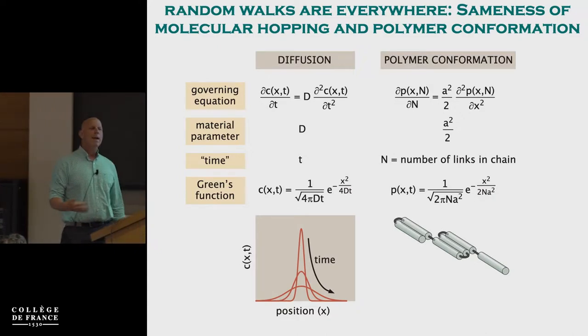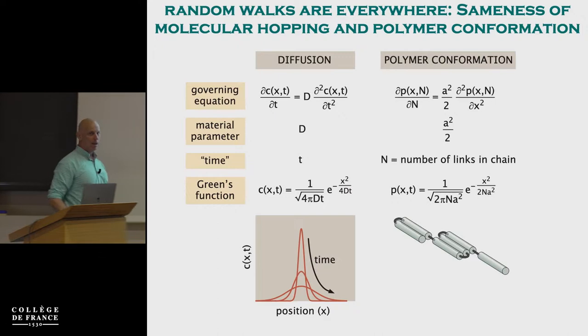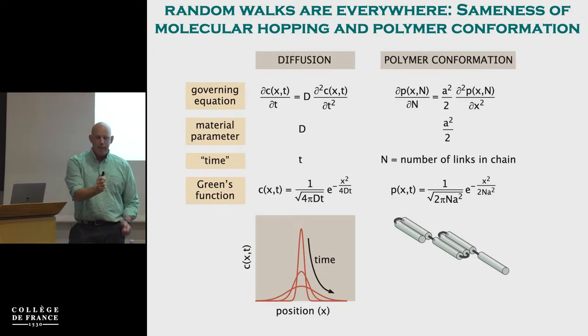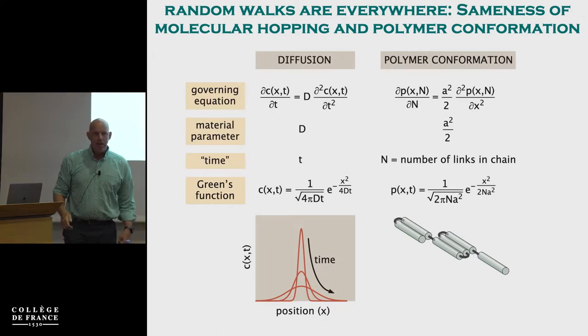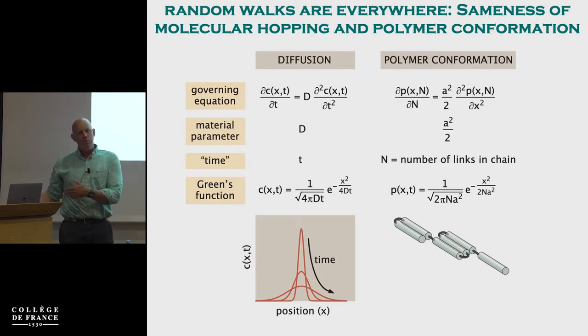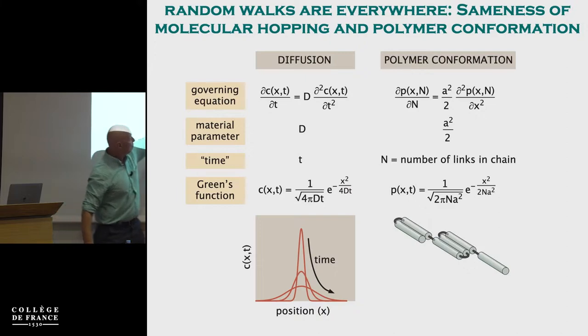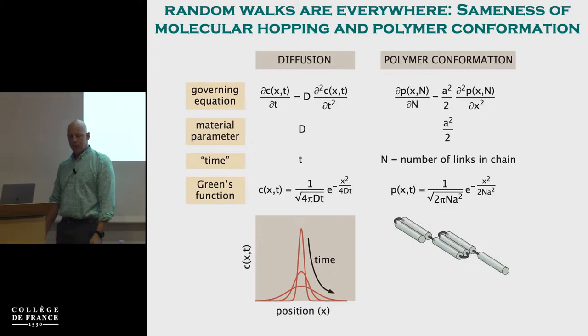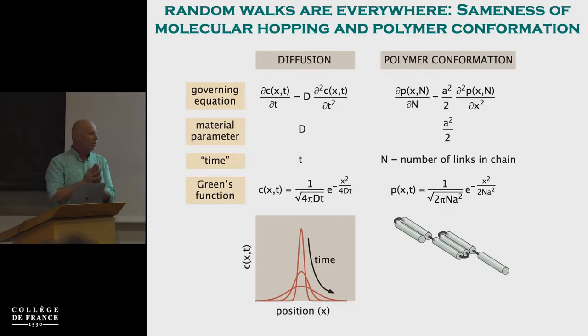So what am I doing? I'm showing you a random walk. What do I mean by a random walk? I mean that the particle basically is flipping a coin, and depending on whether the coin is a head or a tail, it moves to the right or left. And that means that the position over time spreads out, but it spreads out in a very interesting way where the width goes like the square root of time.